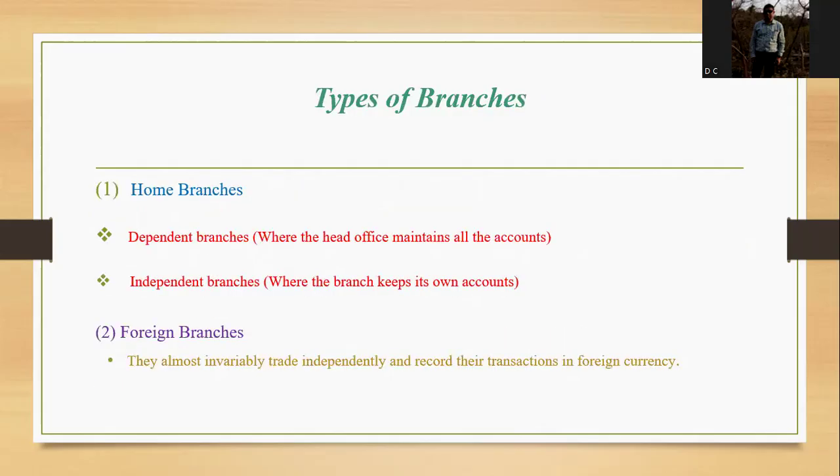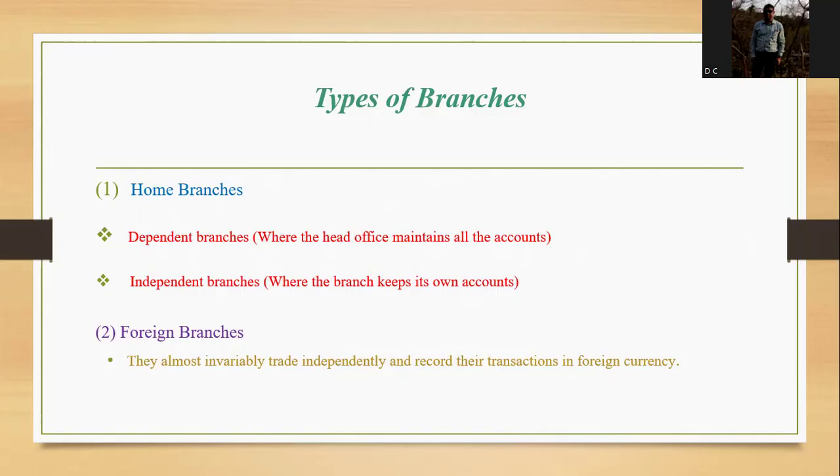Now we are going to find out the types of branches. Generally, there are two types of branches: one is home branches and the other is foreign branches. In home branches, there are also inland branches. Home branches are of two types: one is dependent branches, another is independent branches.